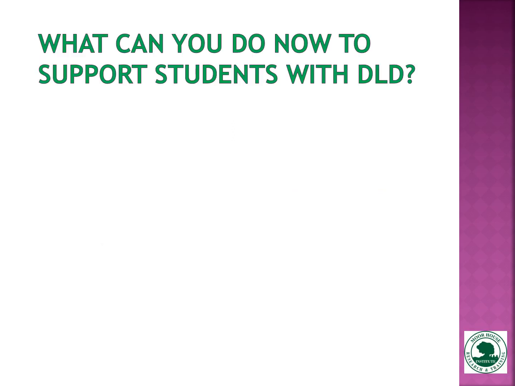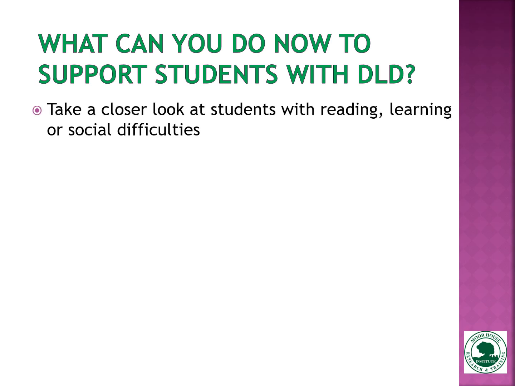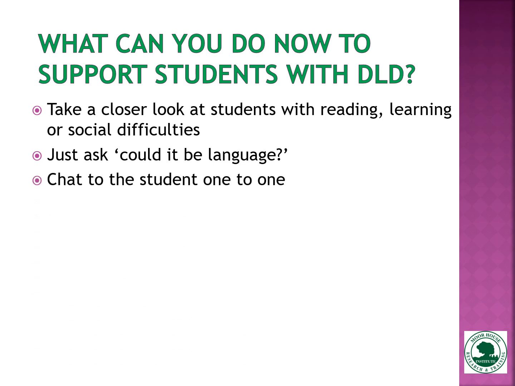Having identified the range of difficulties children and young people with DLD might have, what can you do now to support students with DLD? Take a closer look at students with reading, learning, or social difficulties. Just ask yourself, could it be language that's the problem? Chat to the student one-to-one. Make a note of their strengths and weaknesses, both in terms of their learning and their social development.